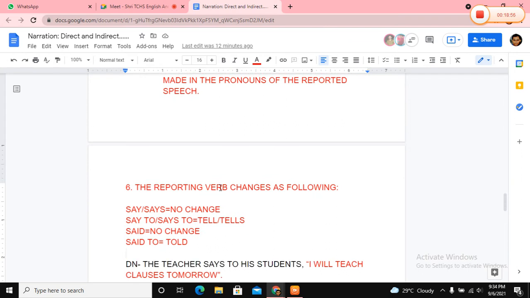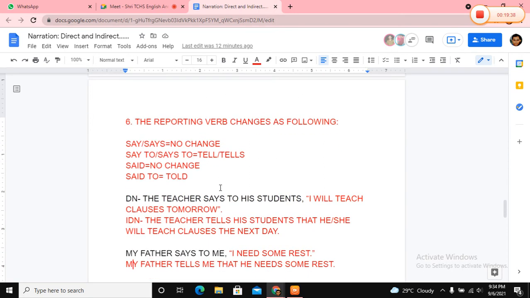And sixth rule, reporting verb changes as following. I am saying verb changes, I am not saying tense changes. We never change the tense of the outer part. And when the tense is present or future, we don't change the tense of the inside part as well. The tense of the inside part will be changed only when the outer part is in past tense. Clear? Yes, sir. Fine.